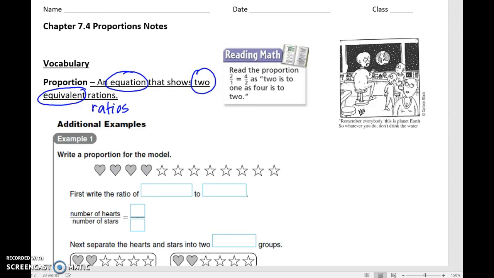What's another word for equivalent? Equal. Okay? So notice we're going to take two ratios that are equivalent, that are equal to each other, and we're going to put them together. And when we do that, it forms a proportion. Okay? So let's go over to reading math.